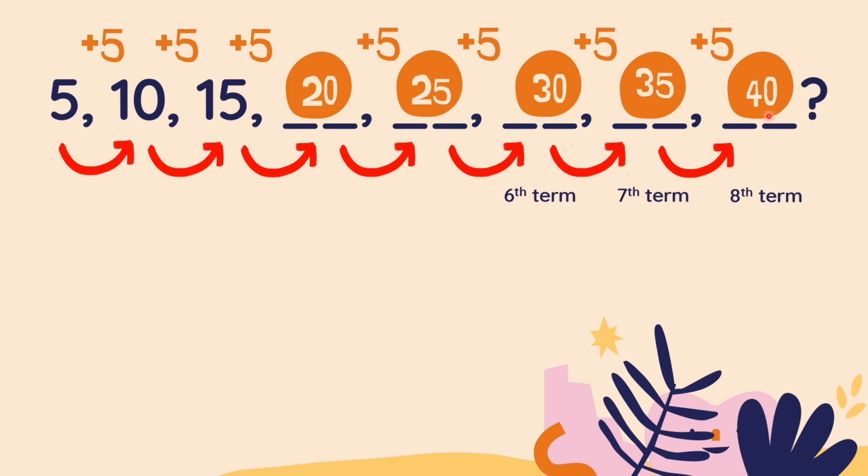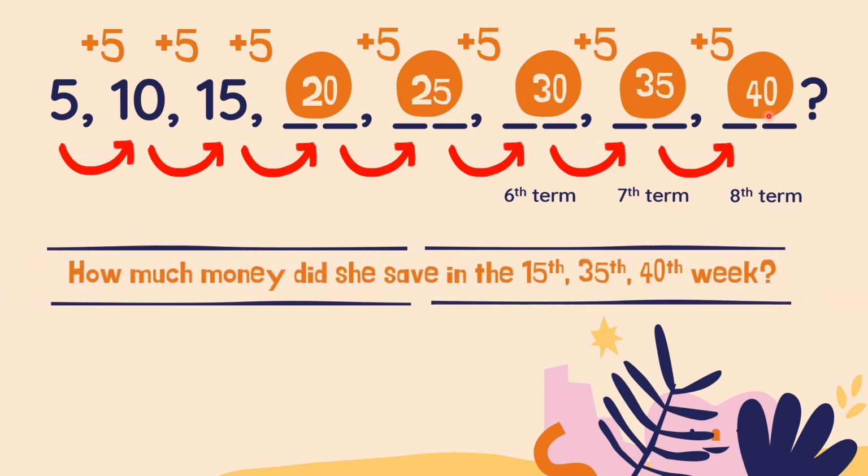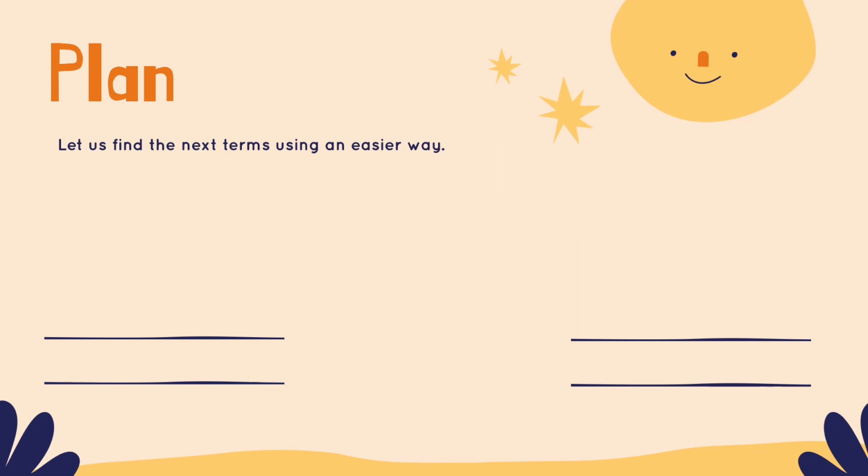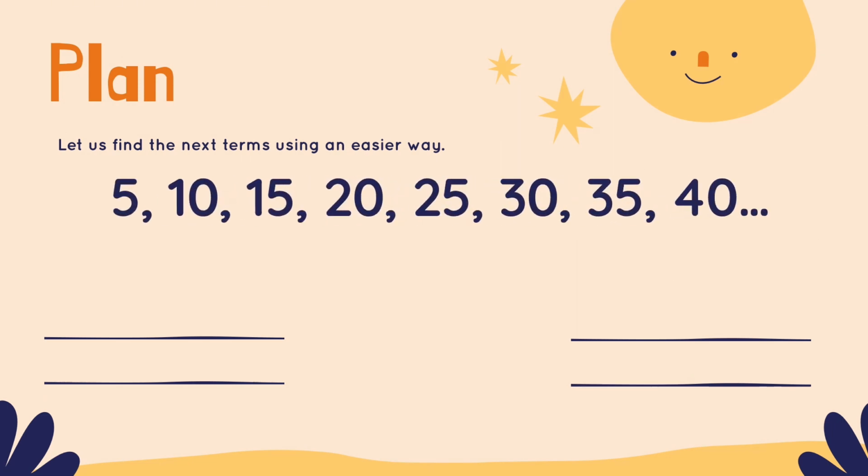That's quite easy, right? But how about if I ask you this? How much money did she save in the 15th week, 35th week, 40th week? Oh, that's quite long. Can you think of another way to solve this? Now, let us find the next terms using an easier way. So again, this is our sequence: 5, 10, 15, 20, 25, 30, 35, 40, and so on.